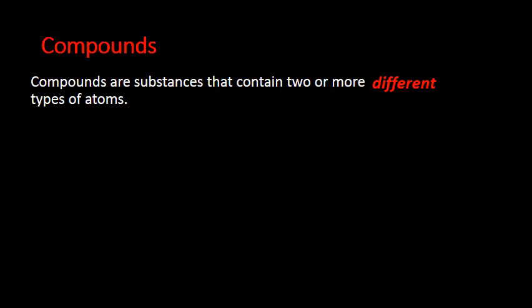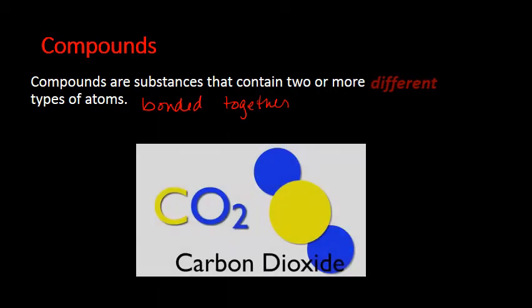A compound is different. Unlike an element, a compound is made up of different types of atoms bonded together. You really should have those words in there. Bonded together. They've got to be fused, bonded together in some way, and they have to be different.